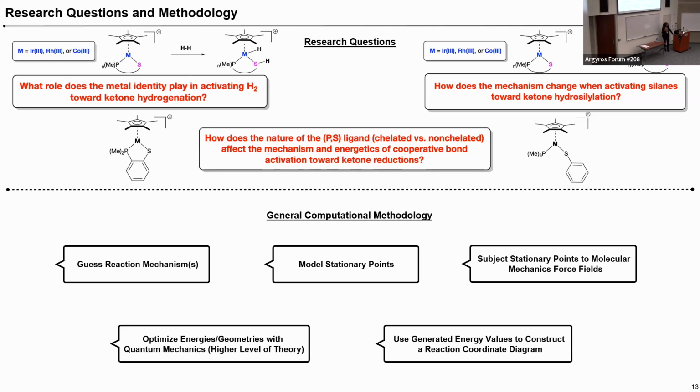And so to do this, I followed a general methodology, first guessing the mechanism based off my chemical intuition, as well as some of the literature sources that I've presented so far in the presentation. I then modeled that mechanism in Schrödinger Maestro before subjecting those stationary points to the OPLS 2005 molecular mechanics force field, before taking the geometries and energies from that and optimizing them, and then using those to do thermodynamic calculations and generate a reaction coordinate diagram for comparative analysis.